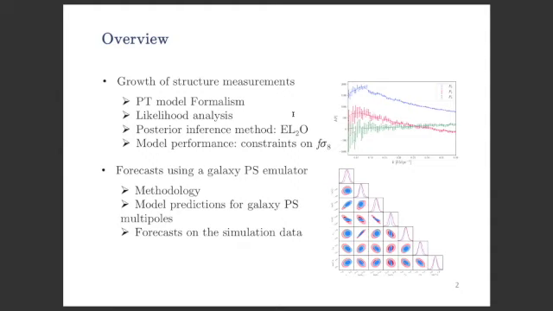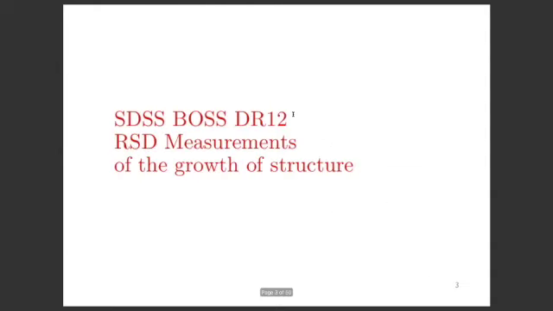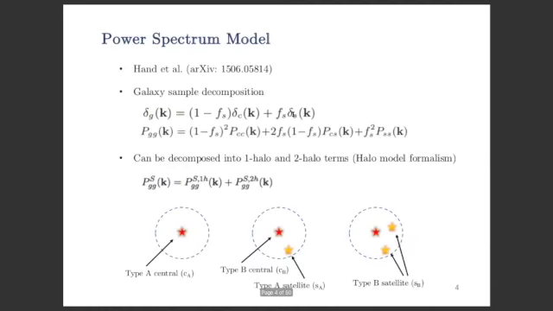In the second part of the talk, I'll present the galaxy power spectrum emulator developed by Elena Massara, and how I use this to constrain f sigma 8 on the simulation data. And lastly, I'll briefly discuss what I plan to do with data from upcoming spectroscopic surveys like DESI. Okay, in the first part, I'll describe the perturbation theory model developed by Nick Hand and how it's different from others, what pipeline I developed for the analysis, and lastly, the RSD measurements of the BOSS data.